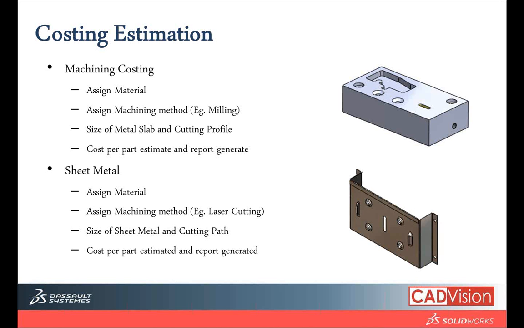So the next one will be the sheet metals. Again, it will guide you through a wizard. So all you need to do is basically the same as the machining costing, where you need to assign the materials, and then you assign the machining methods, it's either laser cutting or punching, okay? And then the size of the sheet metals and the cutting path, and then cost per part will be estimated and report generated. Alright?